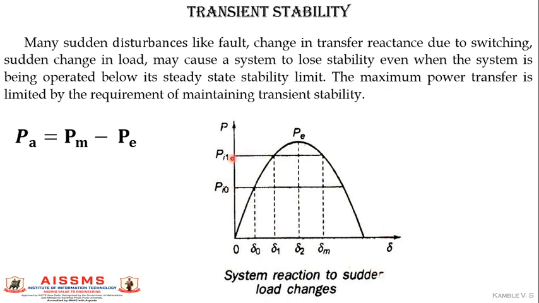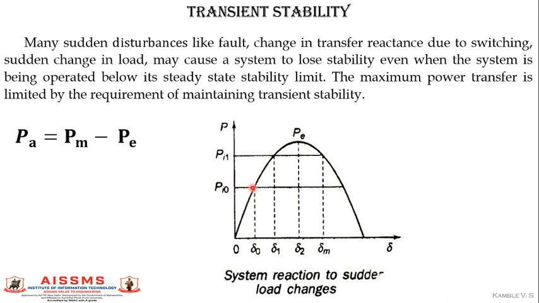Due to this change, as the mechanical input increases from Pi0 to Pi1, PE at this instant will have a lesser value than the mechanical input power. As PM has a higher value and PE has a lower value, PM minus PE will be positive, that is, there will be some value for the accelerating power PA, and that value is positive. Whenever PA is positive, the rotor will start to accelerate.